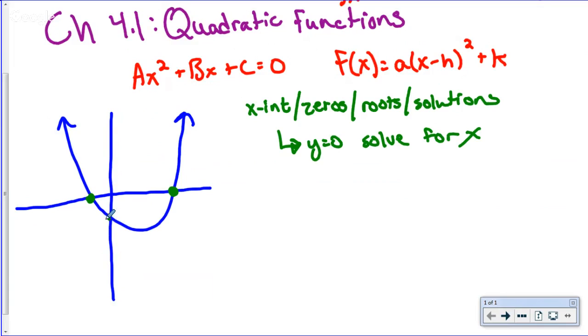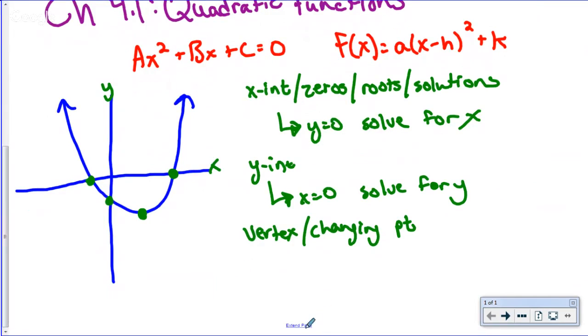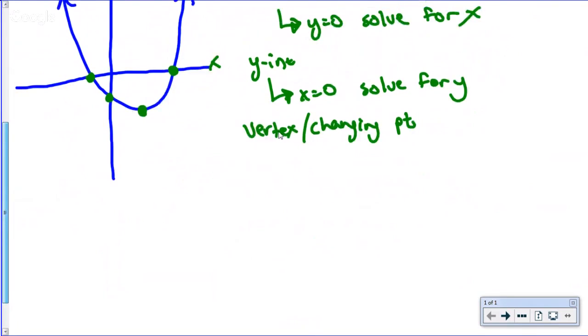Then we have this point right here. This was your x-axis, so those are the points on the x-axis. Then you have your y-axis, and that is your y-intercept. You find that by saying x equals 0, and then you solve for y. You have this point right down here, which is your vertex, or your turning or changing point. That might be a little bit new for us, so let's look at some ways we can find that.